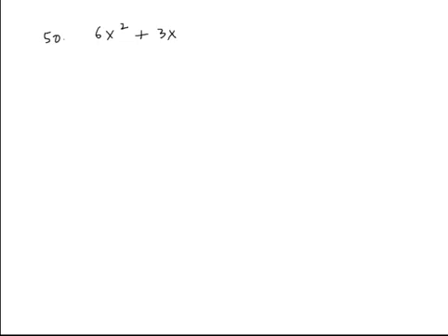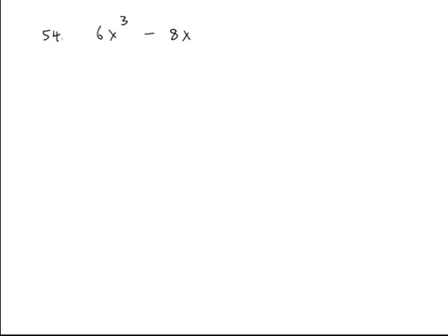Problem number 50. 6x squared, 3x have a 3 in common, and we also have an x in common. 3 goes into the 6 two times. We take an x from the x squared, we have an x. 3x goes into the 3x, we put down a 1. It's a nice even cancel.